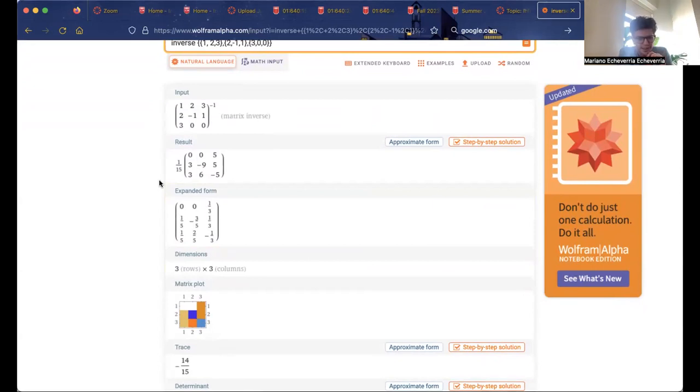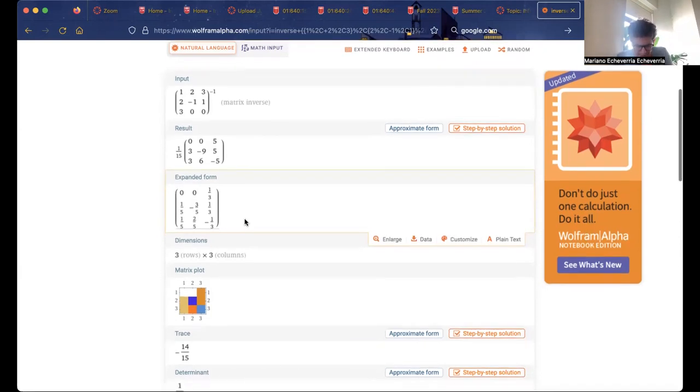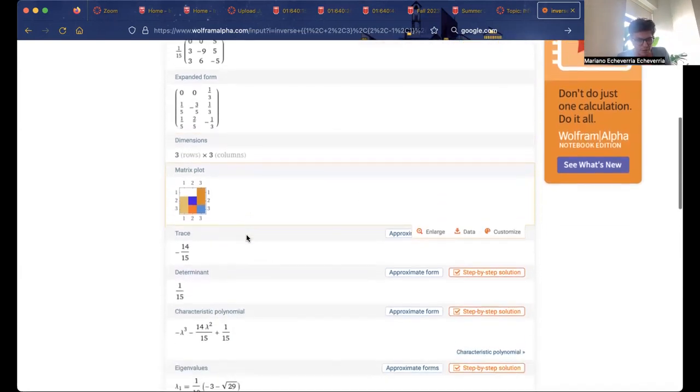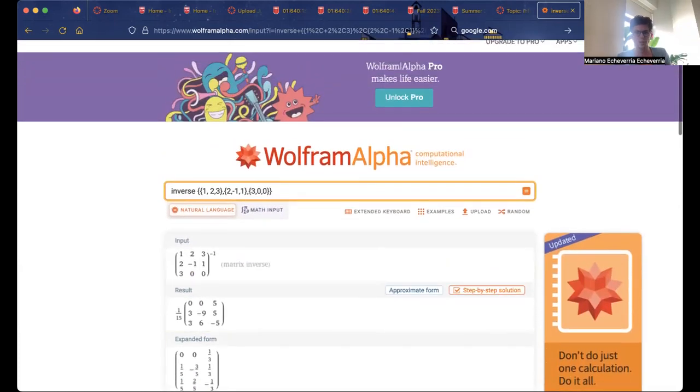Okay, so it looks like I did make a mistake. I don't know where this happened. Let me check it quickly to see what could have gone wrong, because it doesn't appear to match. It's kind of similar. There are some rows that are similar to what we have, but it's not quite what we have.